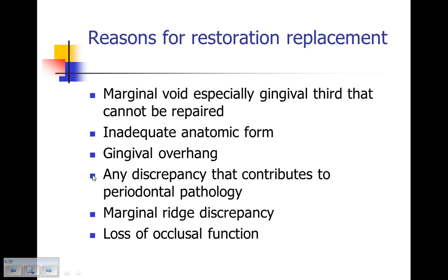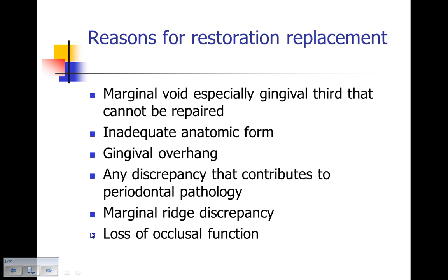Look for signs of localized inflammation, bleeding upon probing, food impaction, food retention. That's part of a periodontal pathology that's being contributed to by that defective restoration. We look at occlusion and loss of occlusal function, look at marginal ridge discrepancies, and see whether or not the patient is retaining packing food between the teeth.